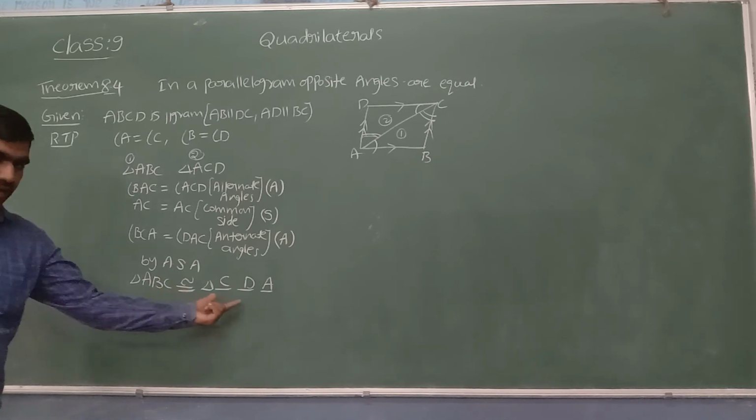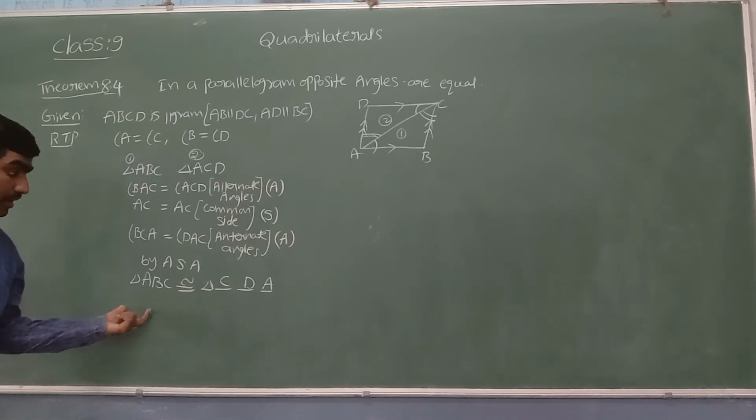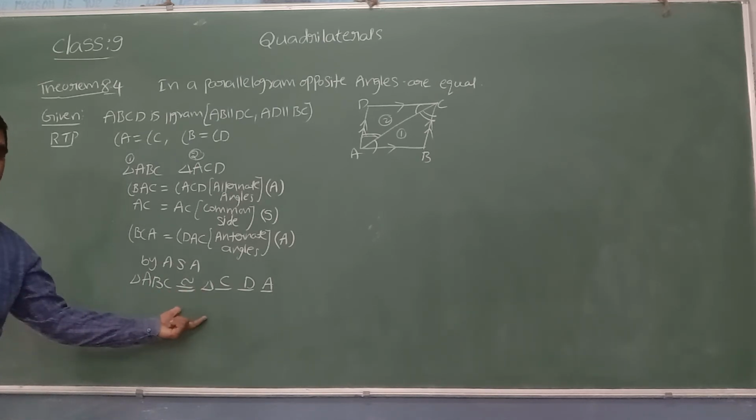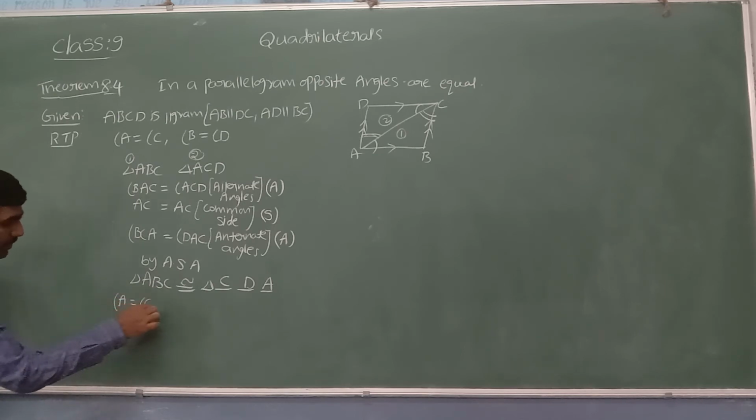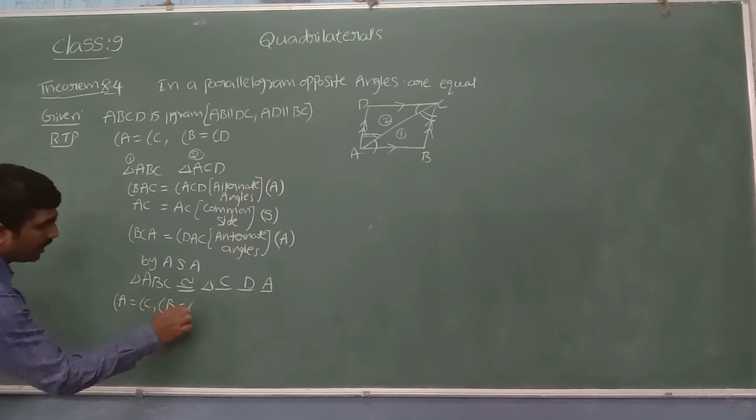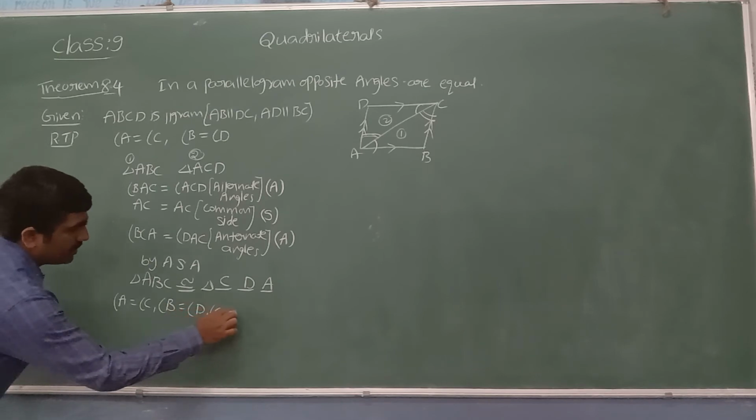The two triangles are congruent. Now by CPCT we will take corresponding angles equal, no need of sides. The reason, I want to put about angles only. Let us write the equal angles. Angle A is equal to angle C. Angle B is equal to angle D. Angle C is equal to angle A.